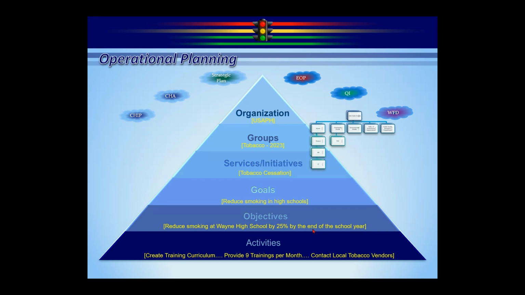The idea here is to make sure that you understand the hierarchy, the different levels of the plan. What's a goal, what's an objective. I can give you a hint: where most people get messed up is at the objective level. So think about specific, meaning you're going to do something like reduce smoking at Wayne High School 25%. Measurable, that is our measurement in here. And when are we going to do this? By the end of the school year. So think about those things in your objective.